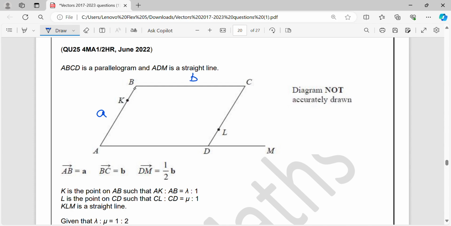So if AB is a, DC is a as well. The position vector of BC is b, so AD is b as well. And DM is given, that is 1/2 b.